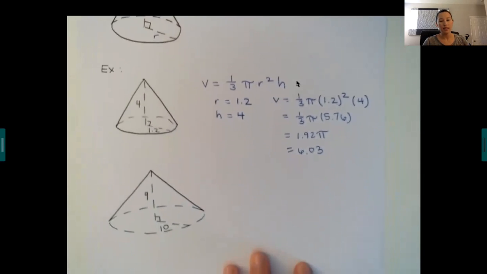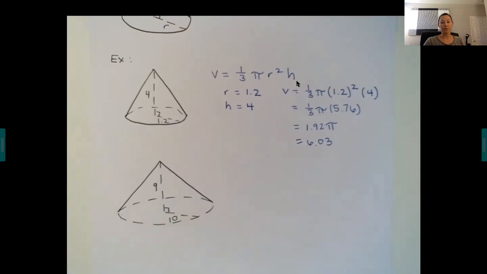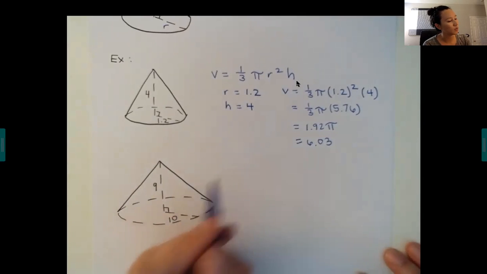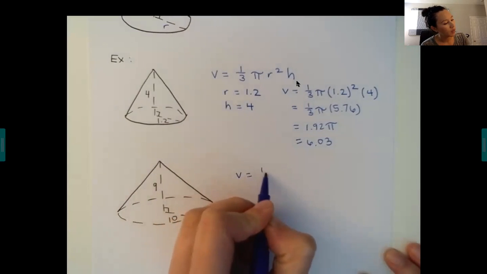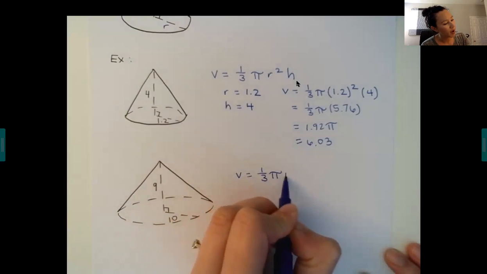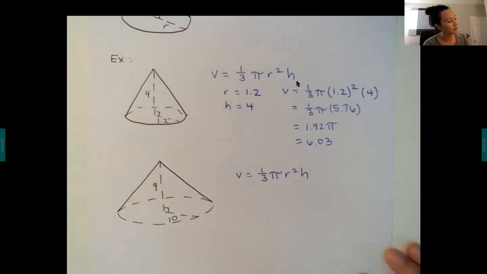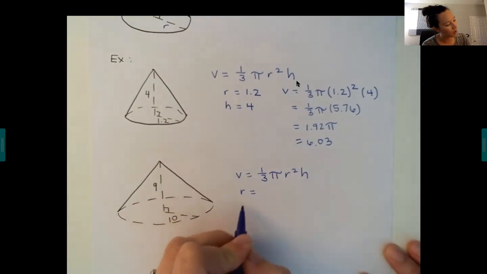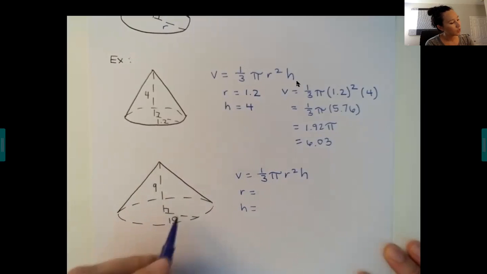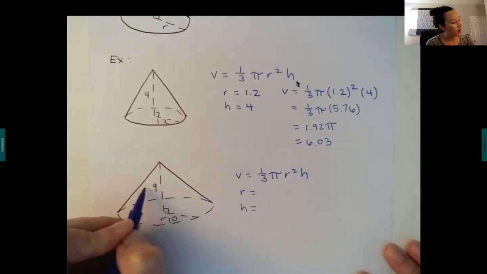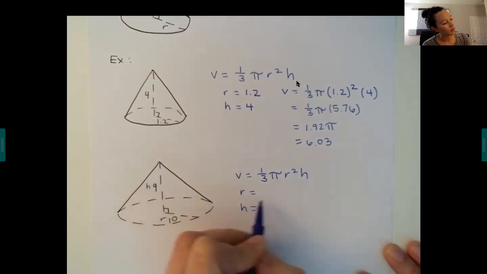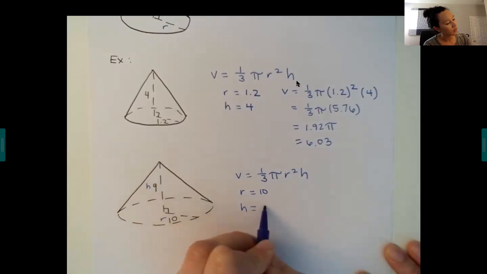And then a second example is one of the workbook questions. We have this cone and we need to again calculate the volume. Our formula is 1/3 pi r squared times the height. We need to find r and h. This one that they gave us right here, 10, is our radius, because that's the distance from the circle to the center. And then our height is 9. So r was 10, h was 9.